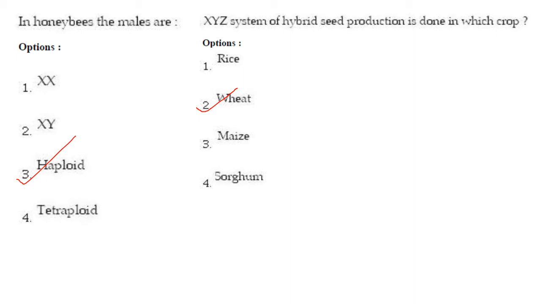Next one, XYZ system of hybrid production is done in which crop? Option 1 rice, 2 wheat, 3 maize, 4 sorghum. Answer is option 2 wheat.